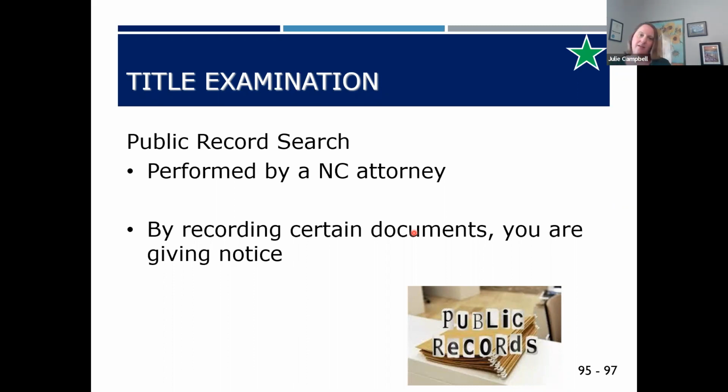Each county has their own register of deeds. The title examination starts in the county where the property is located. So the attorney does a very thorough search of the public records. See what has encumbered the title. Are there any liens on the property, specific or general?